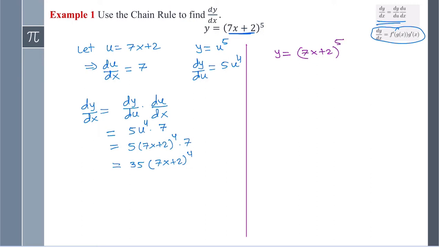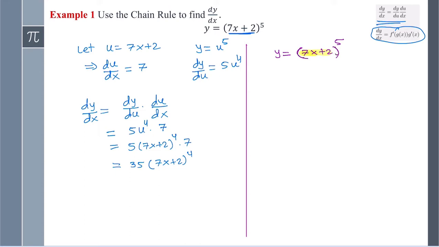Now when you're doing this second version, we need to figure out what's the inside function. So the inside function is 7x plus 2. Now what is the outside function? It is that we have that parenthesis, so it is just like x to the fifth. So this parenthesis to the fifth.